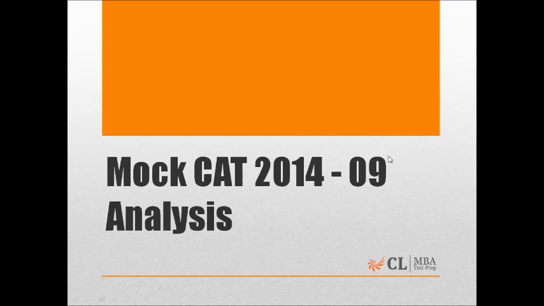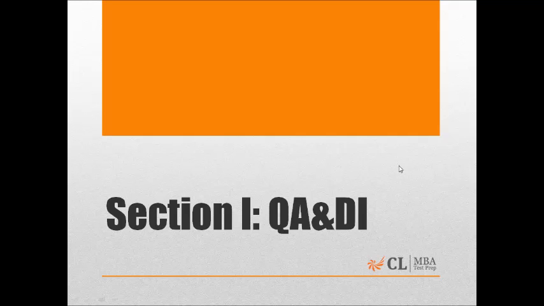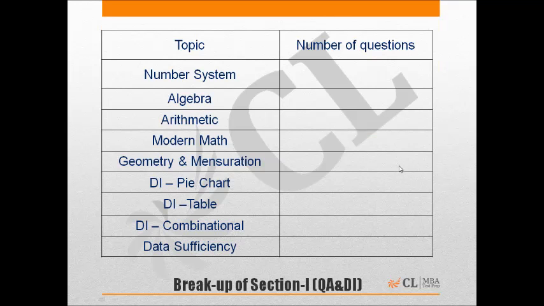Welcome to the analysis of MockCat 2014-09. Let's look at the first section, Q&DI, the number of questions that were distributed along the paper. The total number of questions under the section number system were 9. The level of difficulty was from very basic to a very high level.